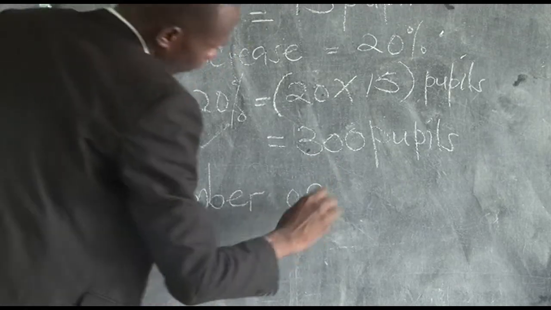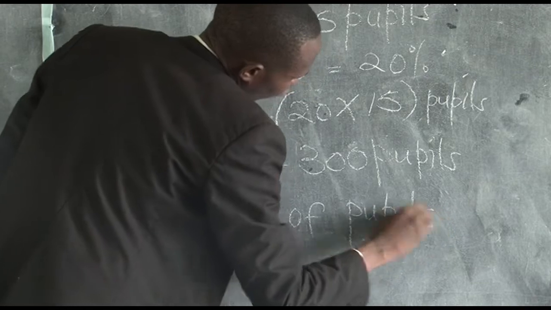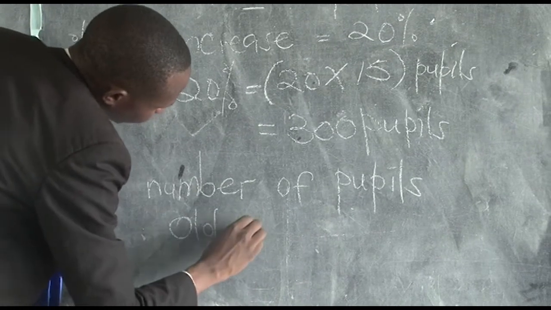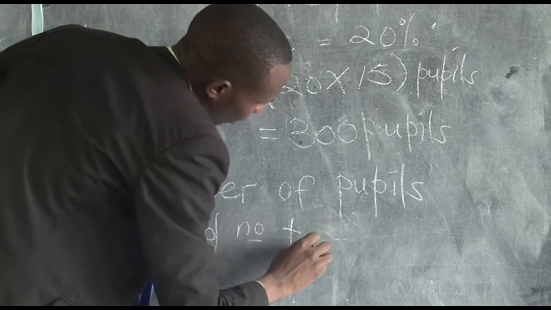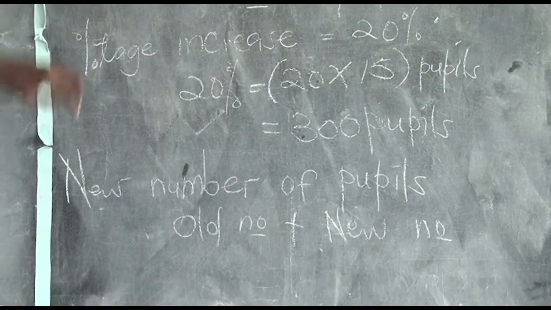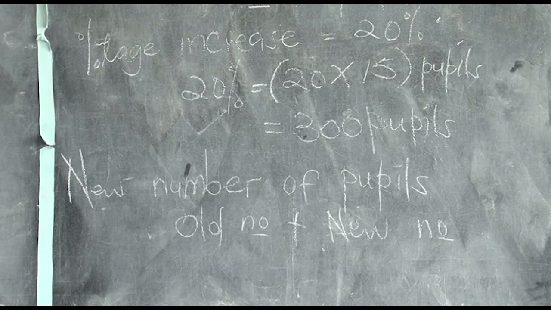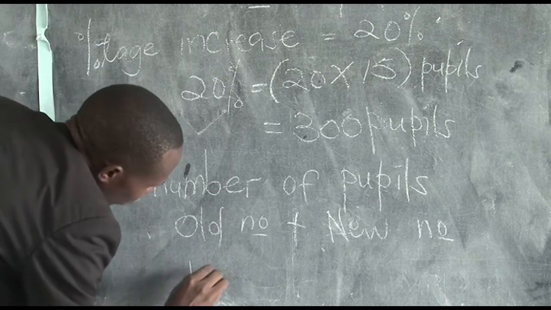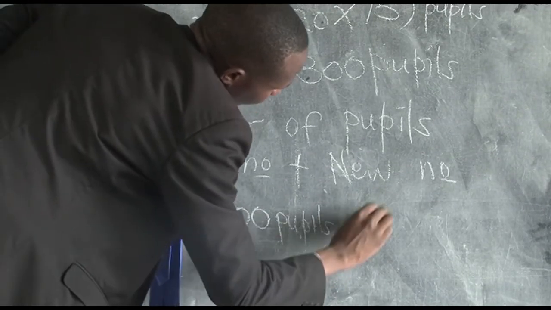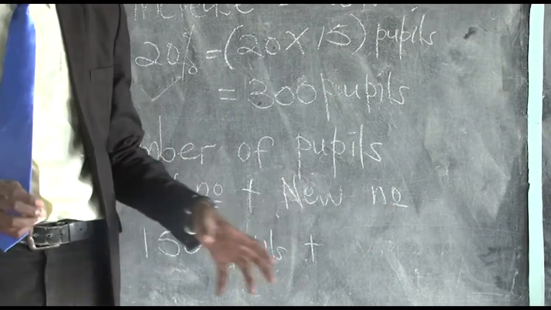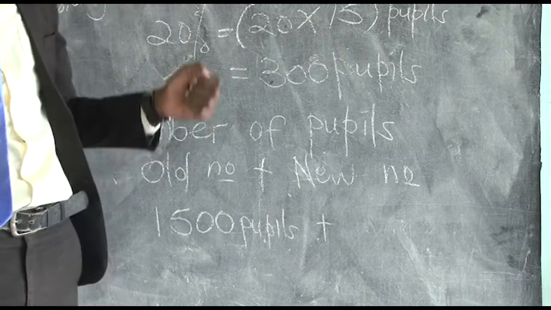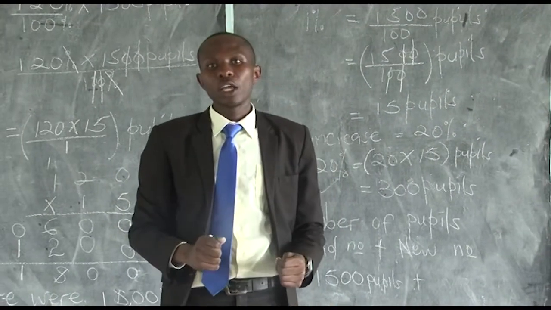So we shall say new number of pupils. New number of pupils will be original number, old number, plus new number. All of this, we are now getting the original number. Original number, we have said original number was giving us 1,500. So we shall have 1,500 pupils plus new number of pupils. We have known that 20%, the increment, the number of pupils who increased by 20%, that 20% was representing 300 learners or pupils.